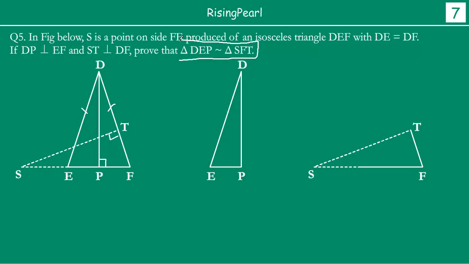these two triangles, and we have to be very careful when we look at which two triangles: DEP, that is this triangle DEP, is similar to SFT, this triangle. That is, this triangle is similar to this triangle. So here friends, we have just taken out the two triangles DEP and STF. We have to show that these two triangles are similar.